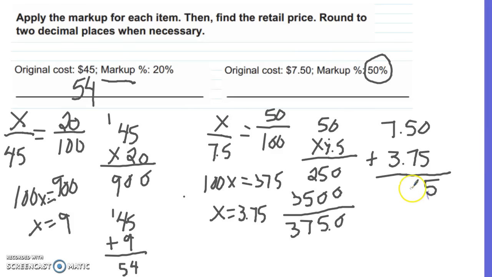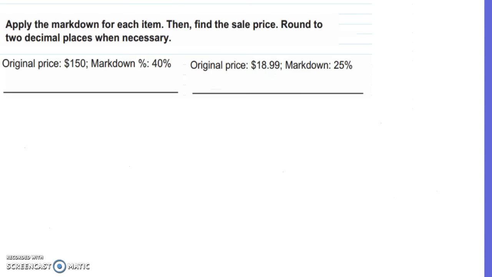So we have 5. 7 plus 5 is 12. 7 plus 3 is 10, plus 1 is 11. We get $11.25. All right, let's look at the last two. These are markdowns. It says apply the markdown for each item, then find the sale price.